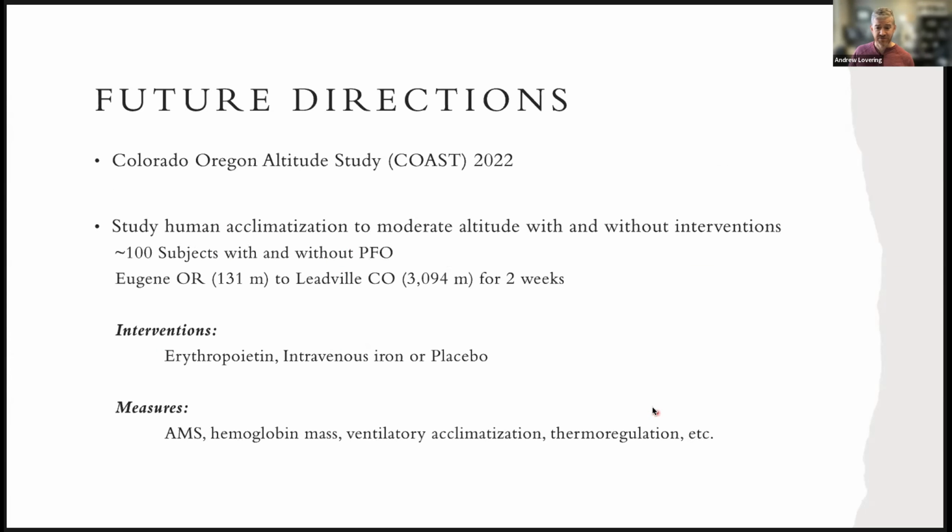And if I have any time left, I'm not sure exactly where I am on time, I want to just give some future directions and some acknowledgements.